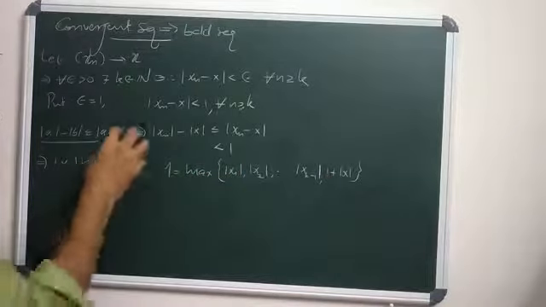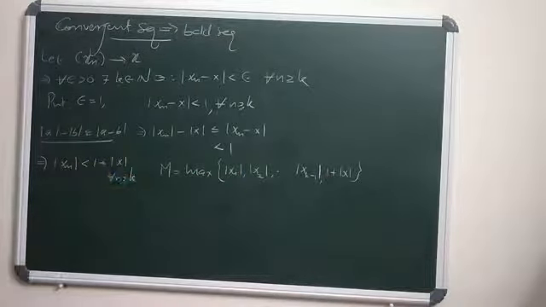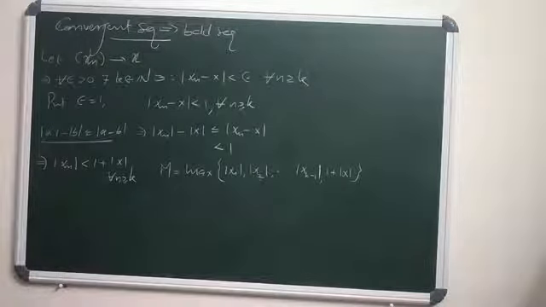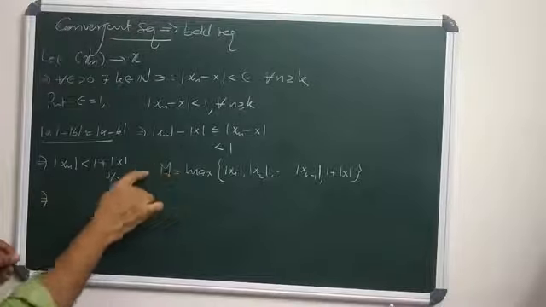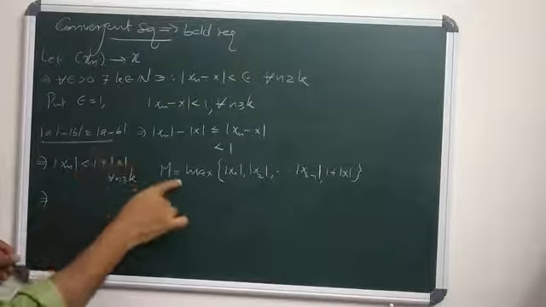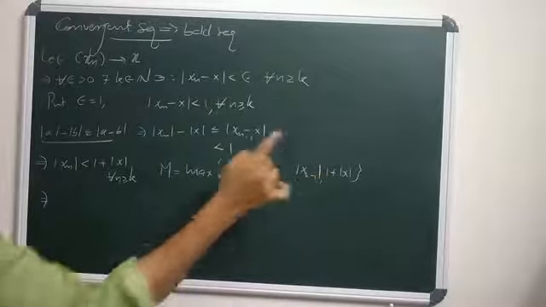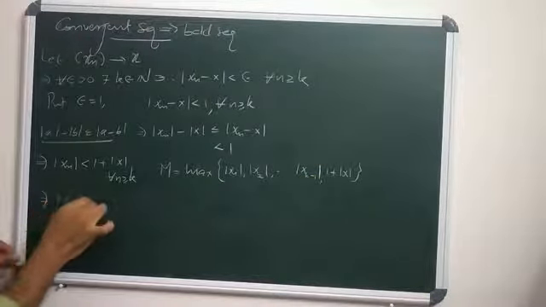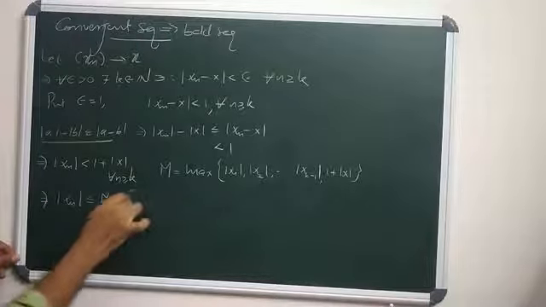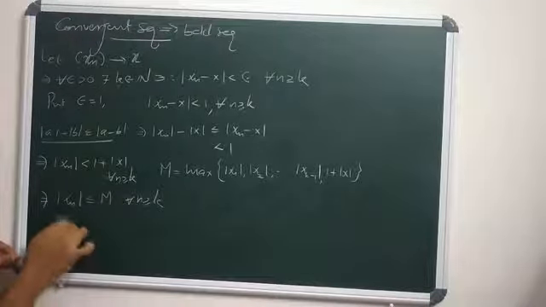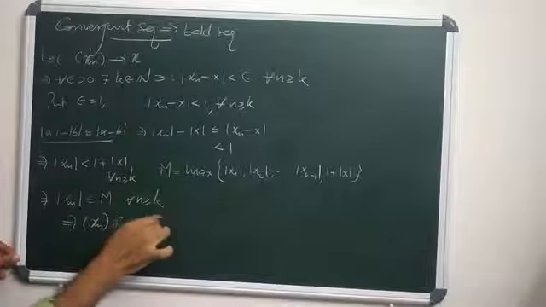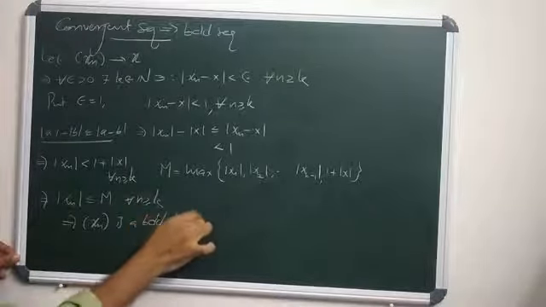Because we choose n greater than or equal to k, the choice of this M depends upon this n. Clearly this is 1 plus mod x. From here, mod xn is less than or equal to M for all n greater than or equal to k. That means the sequence xn is a bounded sequence.